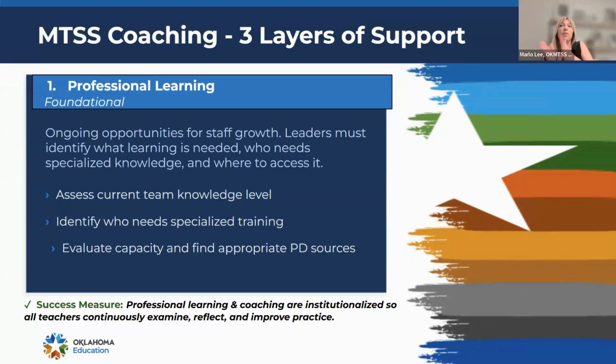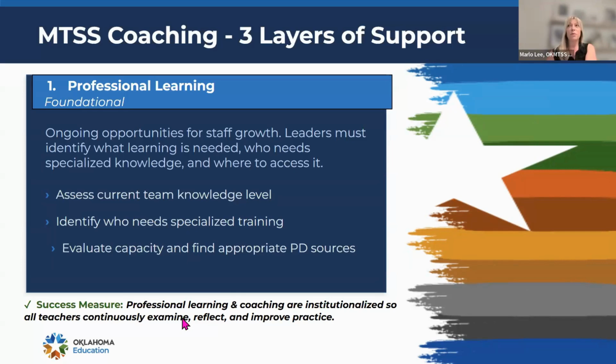And then on your monthly cadences, or if you have PD days built into your calendar, what's going to fill those? It needs to be based on data that leaders collect, so that you're moving your teachers forward. We give students what they need based on data. We need to actually give our teachers what they need based on data as well. So assessing your current team knowledge level, identifying who needs specialized training, and evaluating capacity and finding appropriate PD sources.